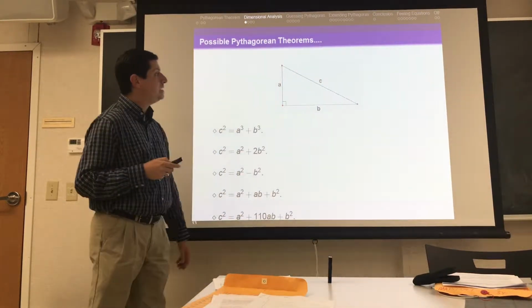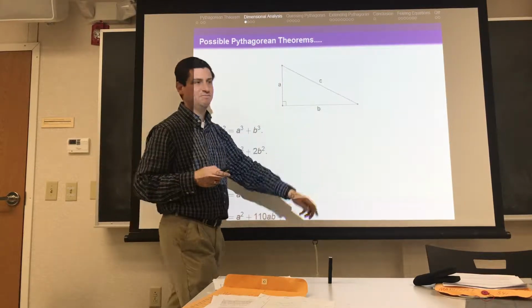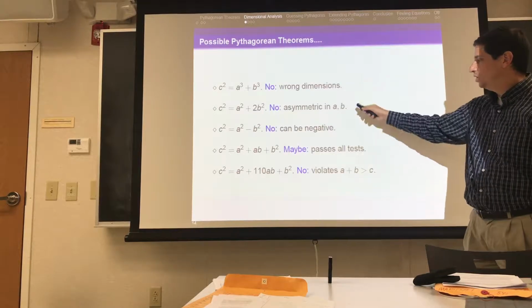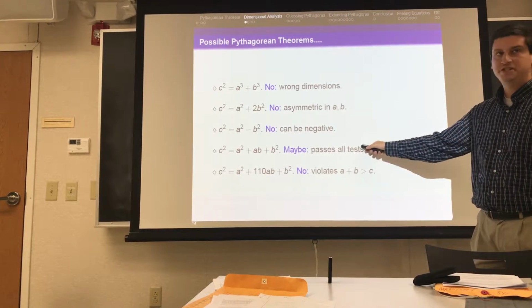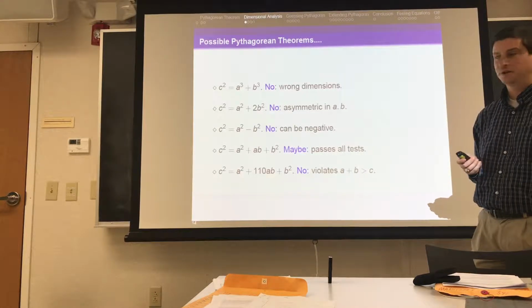Now maybe there is something with minimum side and maximum side, but not really thinking that way. Okay. So the only one that passes the test is this one, which will of course later fail, and that violates A plus B being greater than C.